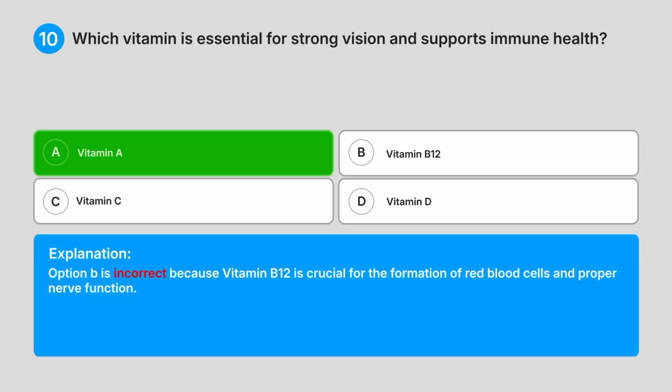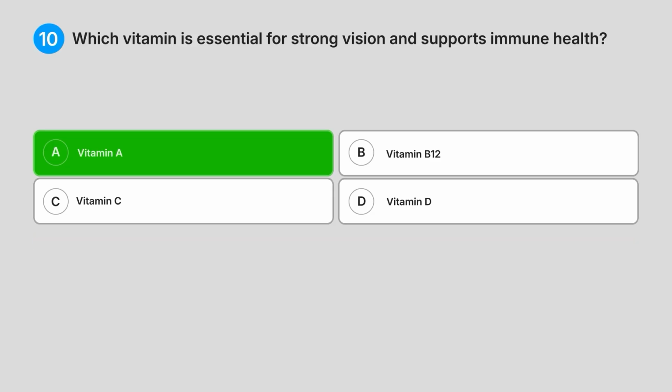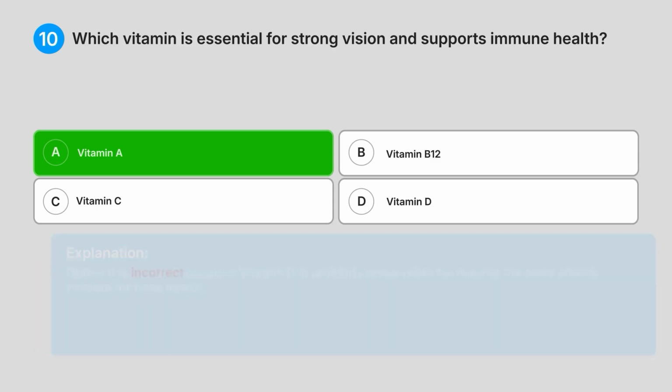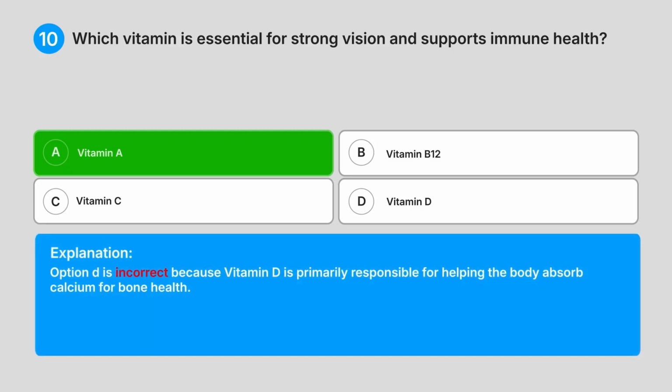Option B is incorrect because vitamin B12 is crucial for the formation of red blood cells and proper nerve function. Option C is incorrect because vitamin C is an antioxidant that supports the immune system and wound healing, but is not as central to vision as vitamin A. Option D is incorrect because vitamin D is primarily responsible for helping the body absorb calcium for bone health.